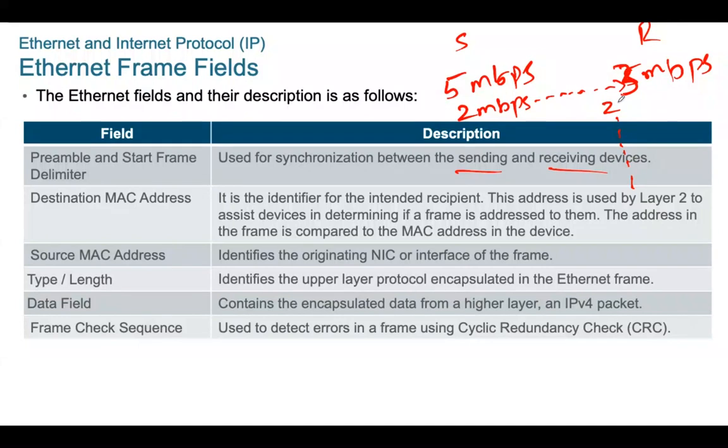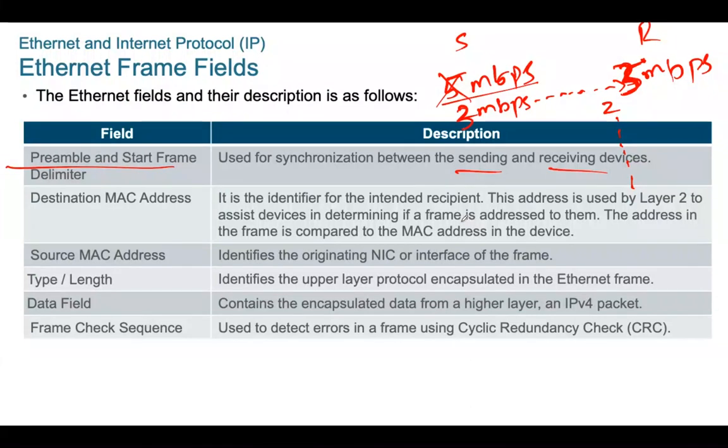So to avoid this problem, the preamble or the start frame delimiter synchronizes. I want to send 5 Mbps. Are you able to receive 5 Mbps or not? If the receiver says okay, then the sender will be able to send 5 Mbps. If the receiver says no, you send only 3 Mbps, then your sender will try to send only 3 Mbps instead of 5 Mbps. So that is the synchronization between the sender and the receiver.